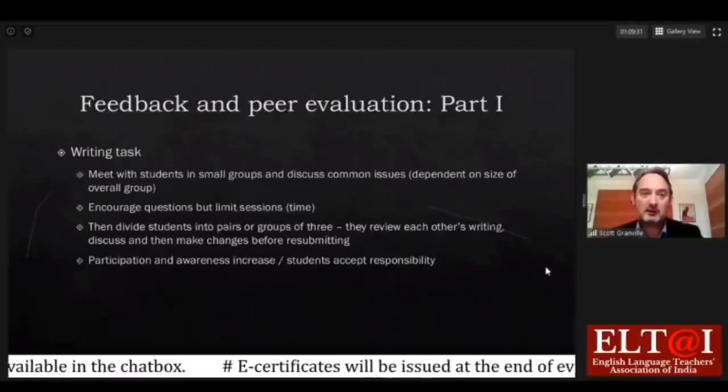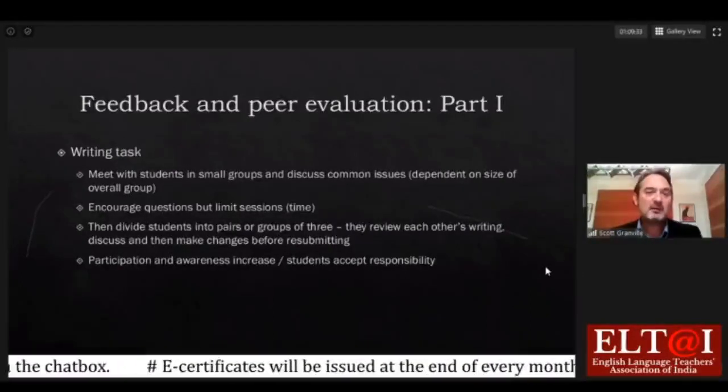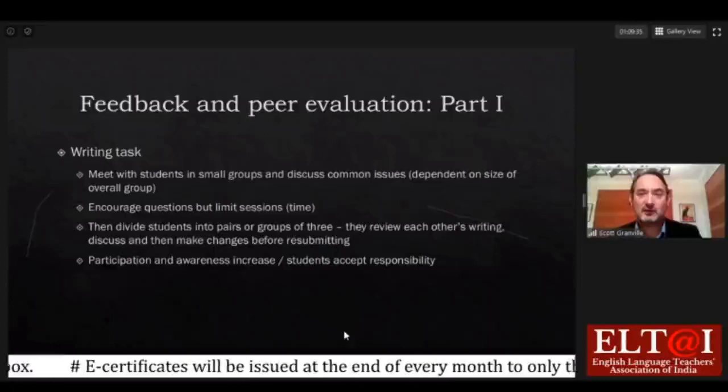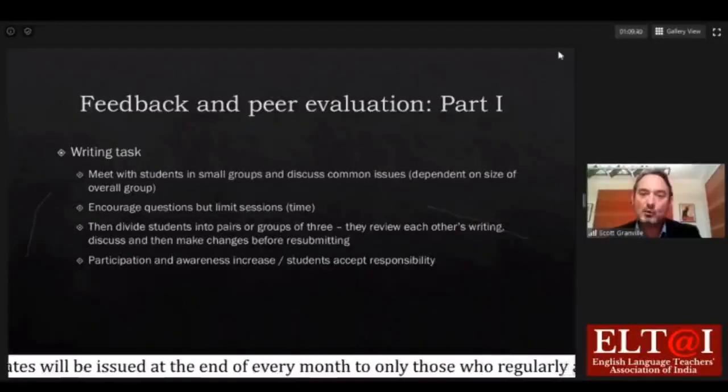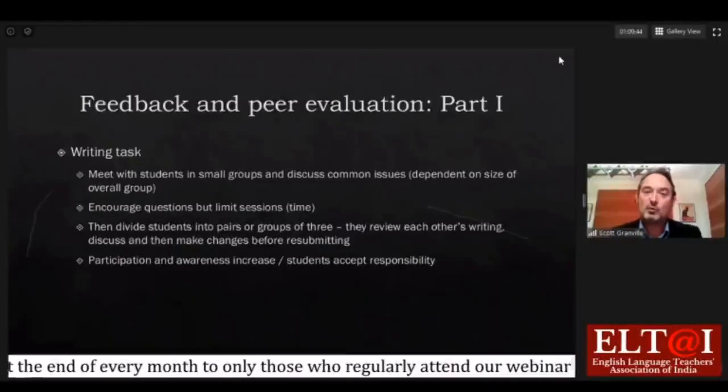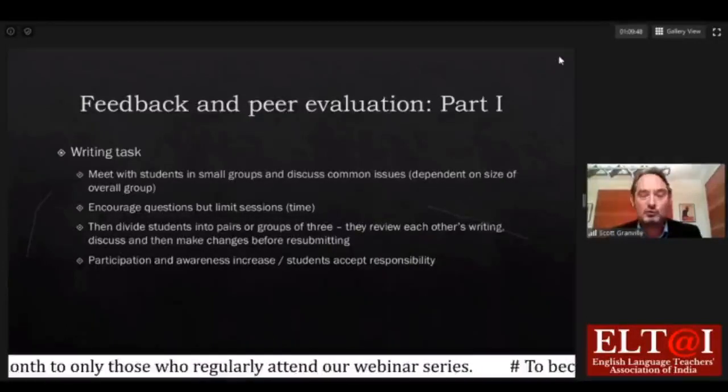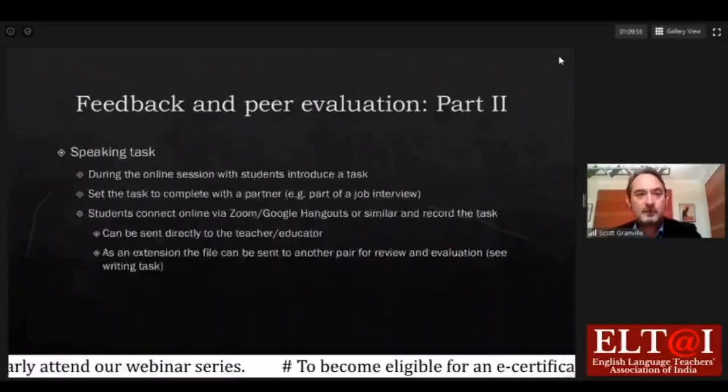Because what you do there, the participation and awareness increase. Students accept responsibility not only for their own work, but they're also responsible for their partner's work or the small group. And what that does is develop really strong social inclusion and awareness, which is something that I'm really interested in as well.